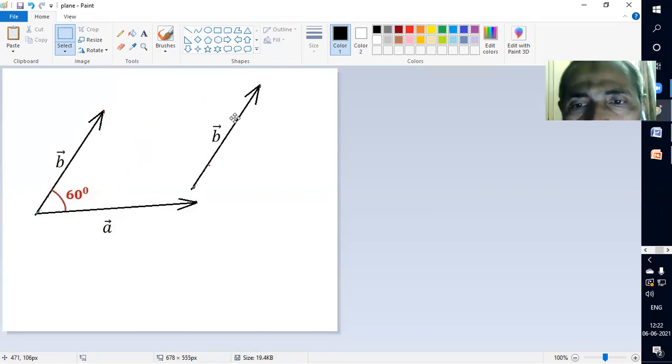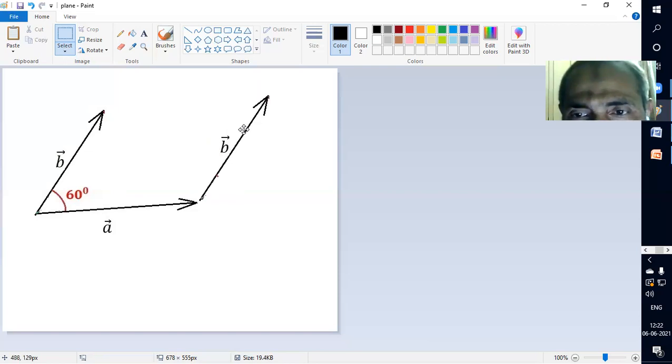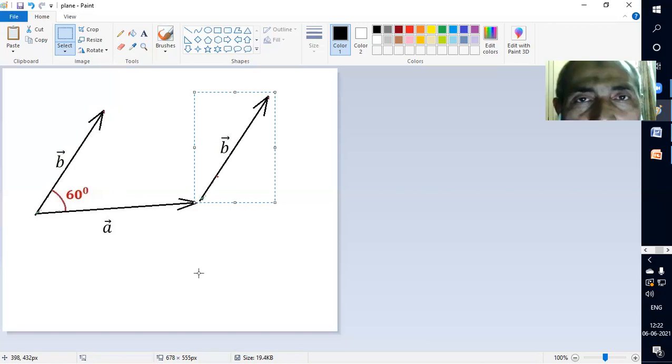Now, according to the parallel permission, you can shift this vector here. Now, if I take the vector here, you see on the head of vector A, the tail of vector B is coming. So while drawing the two vectors, two things are possible. Number one, the tails of two vectors are coincident. Number two, on the head of one vector, the tail of another vector can be drawn. So these two situations are possible.